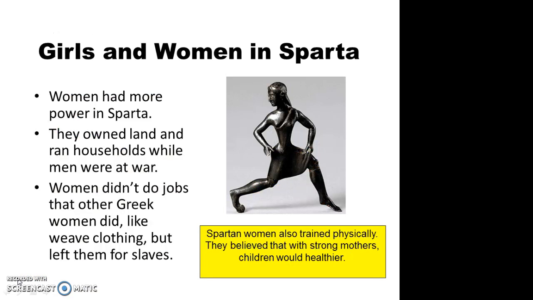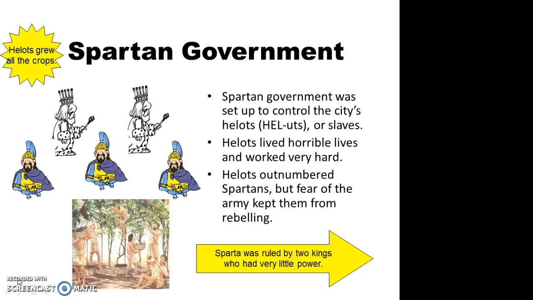Women had more power in Sparta. They owned land. They ran the household while the men were off at war. Women didn't do jobs that other Greek women did, like weave clothing, but left them for slaves. Spartan women also trained physically. They cared about their bodies. They were strong mothers with healthy children. Their job was to breed good soldiers.